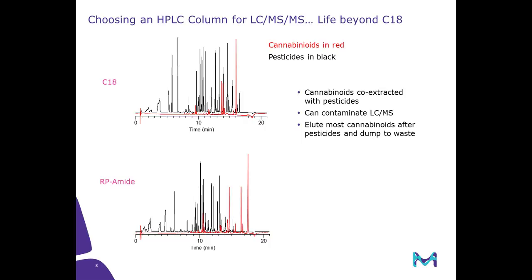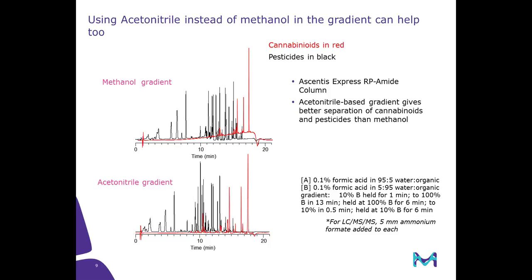But if you choose a different column, and in this case we did the same experiment but with a column called the RP amide, we found that the pesticides were eluted a little bit earlier relative to the major cannabinoids. So in that case, we could possibly take advantage of a dump step to dump those cannabinoids to waste, and we can still use the amide to analyze our pesticides. So once again, cannabinoids are co-extracted with the pesticides. They can contaminate the LC-MS. So what we're doing here is trying to elute them later than the pesticides so we can dump them to waste.